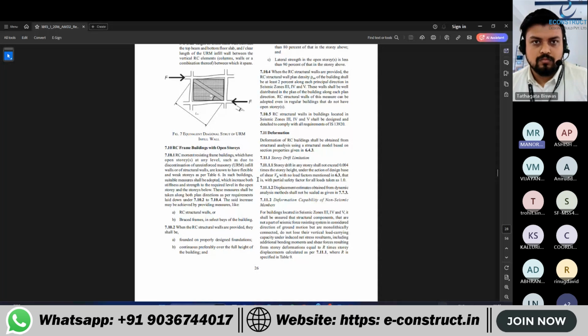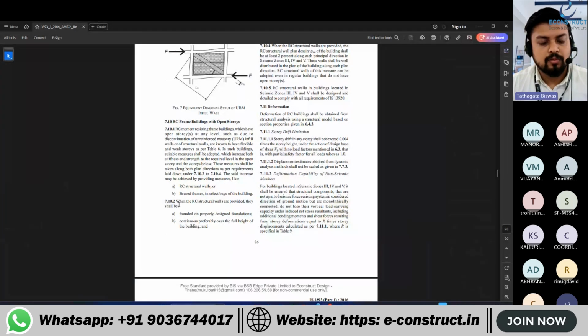This measure shall be taken along both plan directions as per requirements laid down under 7.10.2 to 7.10.4. This increase may be achieved by providing measures like RC structural walls or bracing frames in selected bays of the building.